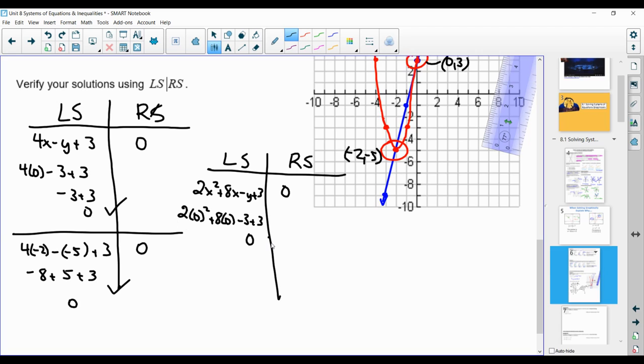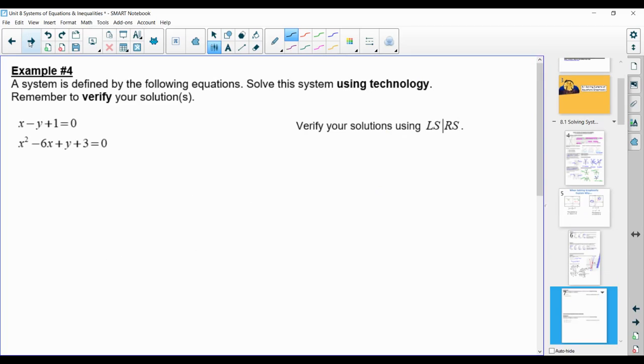which is 0. And checking our other solution, we have 2 times -2 squared plus 8 times -2 minus -5 plus 3. Simplifying, we have 8 minus 16 plus 5 plus 3 gives me 0, and the right side was 0. So again, this works. So we have example 4.